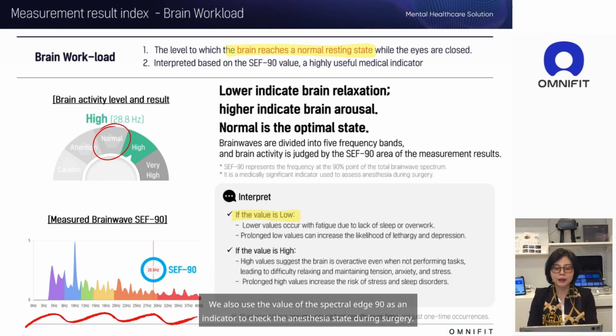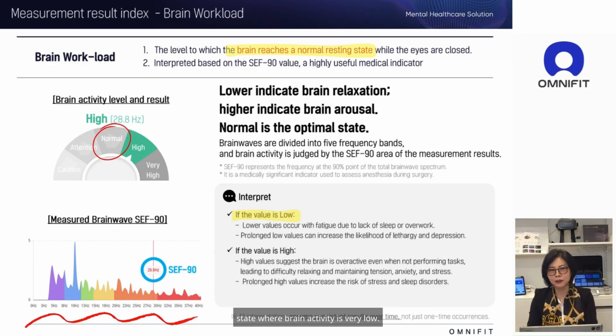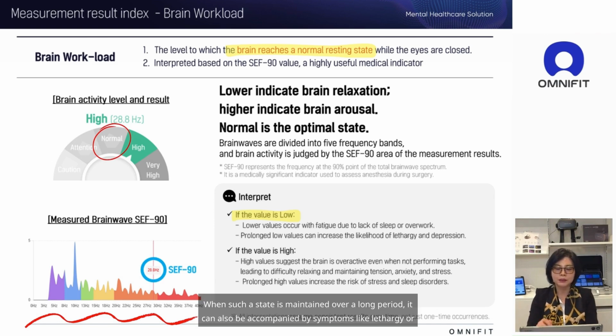We also use the value of the spectral edge 90 as an indicator to check the anesthesia state during surgery. It also serves as an indicator of the brain's level of activity. So, if this value appears excessively low, it could indicate extreme overwork or fatigue. In other words, a state where brain activity is very low. When such a state is maintained over a long period, it can also be accompanied by symptoms like lethargy or depression.